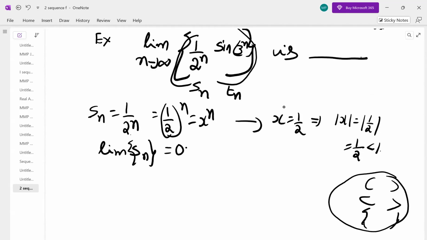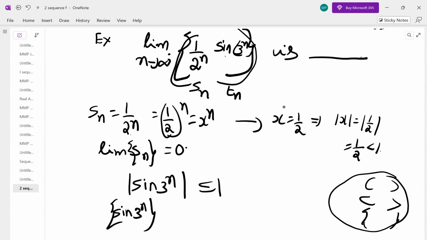And you know, this is in the form sine theta. Don't apply limit first. First simplify, then apply. Sine 3 power n modulus is always less than or equal to 1. So this is a bounded function. Yes, Tn is bounded. Therefore, one of them is 0, the other is bounded. The answer is 0. This is also one of the best applications of this.